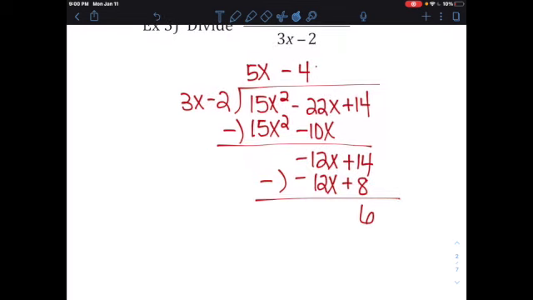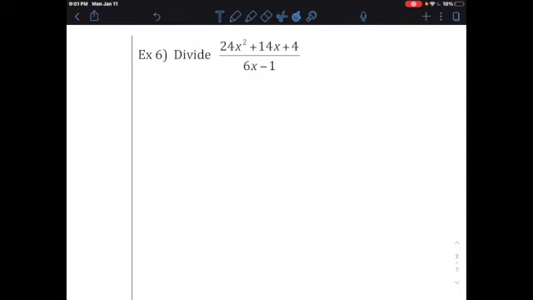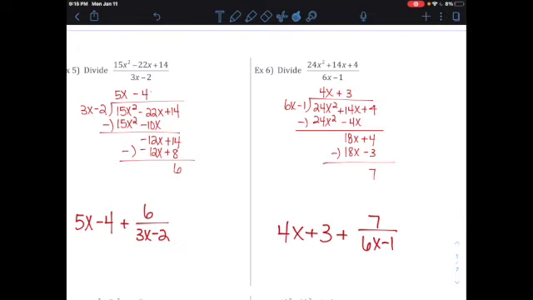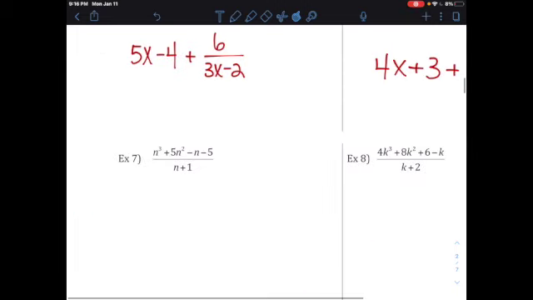And to write your answer, that will be 5x minus 4 plus 6 over 3x minus 2 will be your answer. Please try example number 6 and check back with your answer. The answer for example number 6 is 4x plus 3 plus 7 over 6x minus 1. Example number 7 is a little different, but the process is still the same.